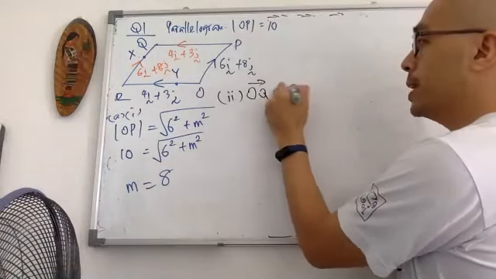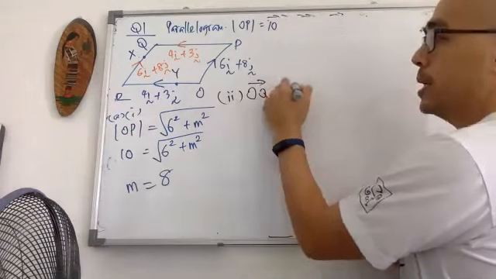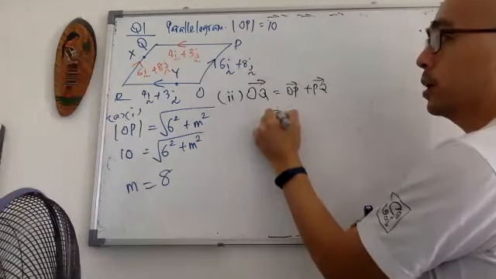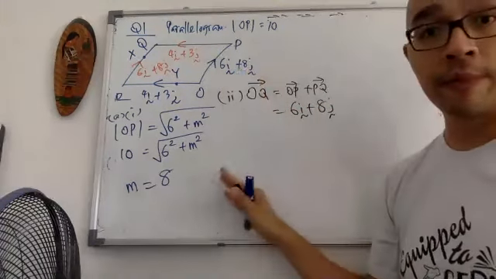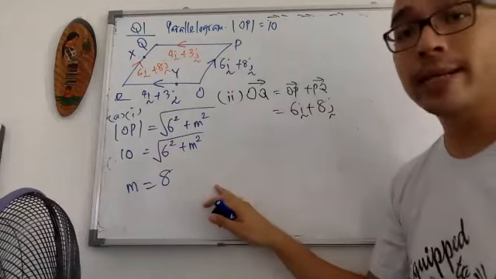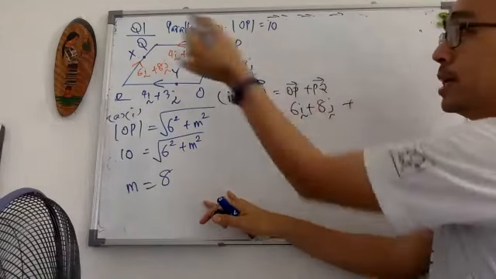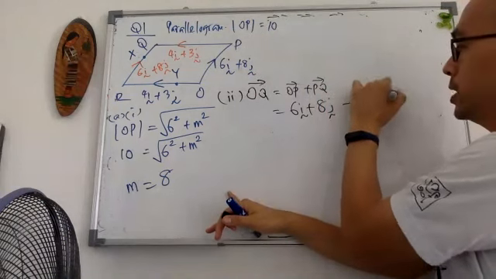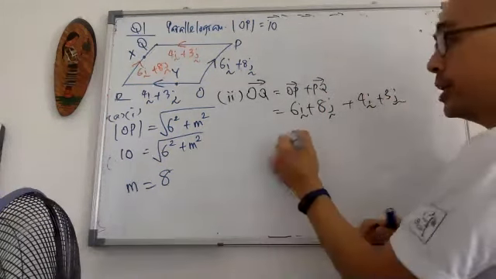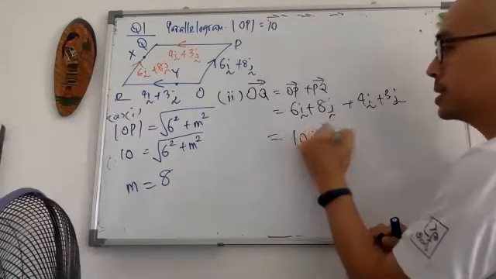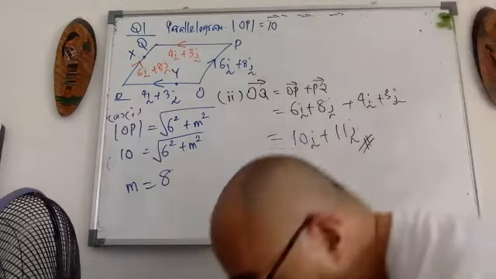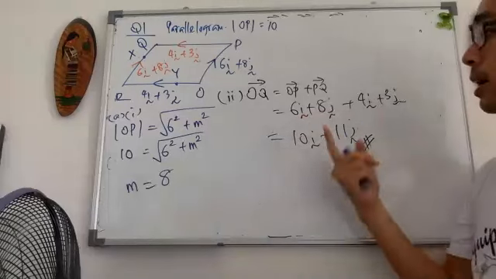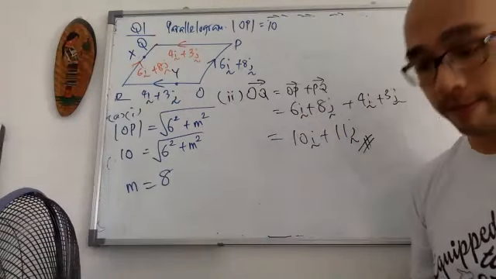I'm going to use OP plus PQ. OP is 6i plus 8j. Remember, where did I get this 8 from? From the first question. Don't waste any information that you found. Plus PQ is 4i plus 3j, and this will give us 10i plus 11j, which is the answer for OQ. This is very simple mathematics.